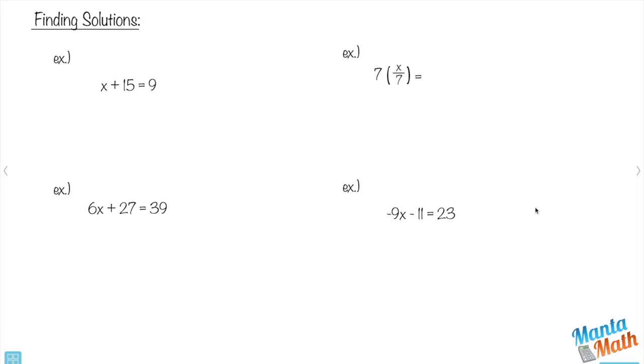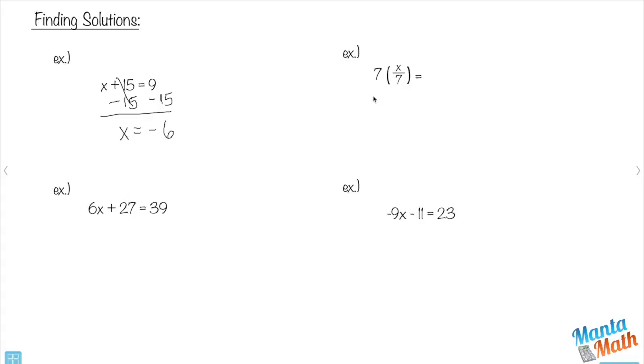Okay, so now we're just going to find some solutions to basic equations, and feel free to pause the video if you want to. I'm just going to go through and do the steps and explain, but if you want to just check your answers, then now's probably a good time to pause the video. So, in example 1, x plus 15 equals 9. Okay, so I want to get positive 15 to the other side so I can get x by itself. So I'm going to subtract 15 from both sides of the equation, and that's going to cross out here, and so x is going to be equal to 9 minus 15, which is negative 6.